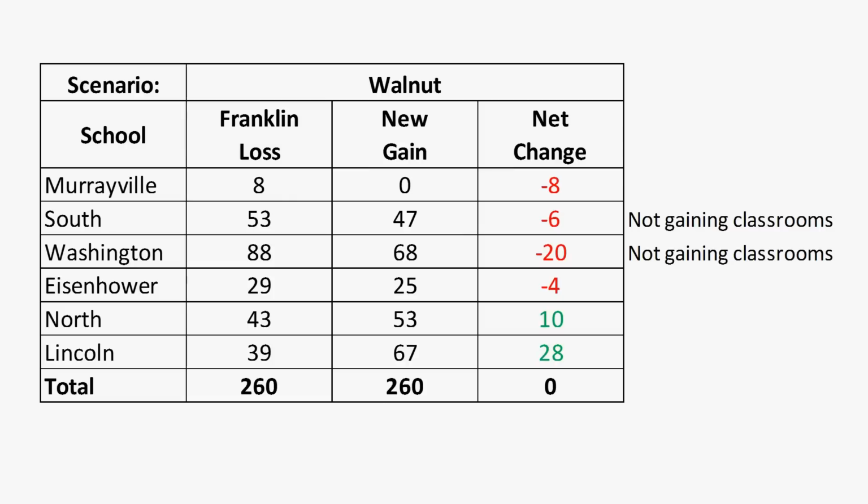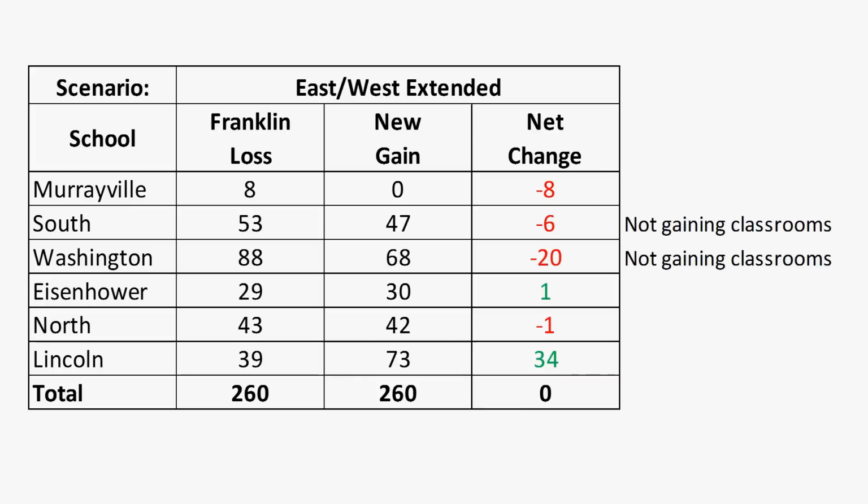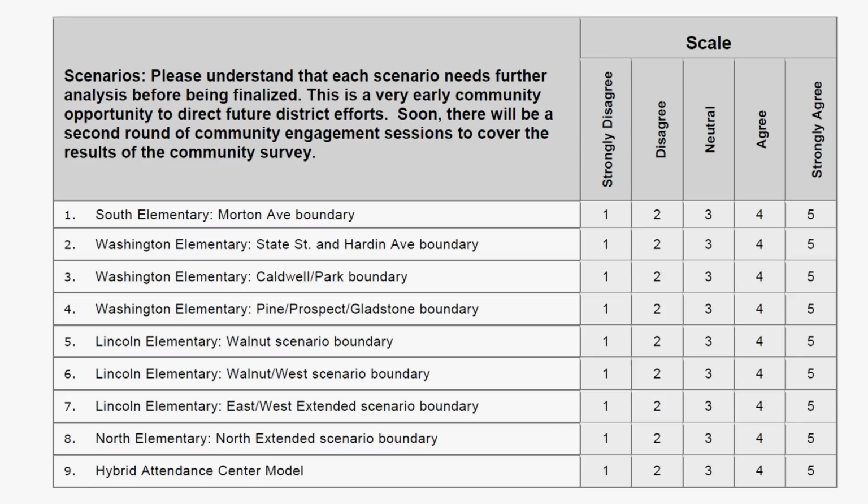I created a summary gain chart for each scenario that shows the net change in each school for each scenario. This is the gain chart for the Walnut scenario. This is the summary gain chart for the Walnut West scenario. And here's the summary gain chart for the East-West extended scenario. Going back to the survey, you will see that the 3 Lincoln scenarios are questions 5, 6, and 7.